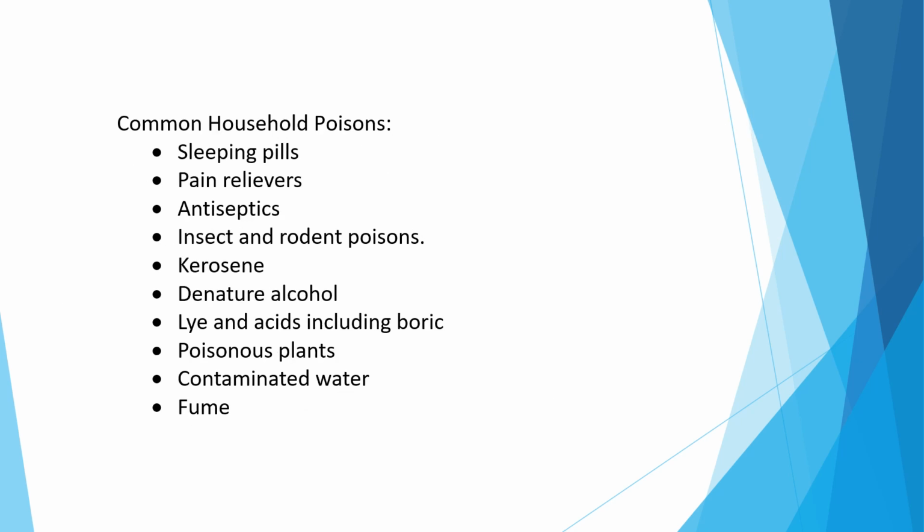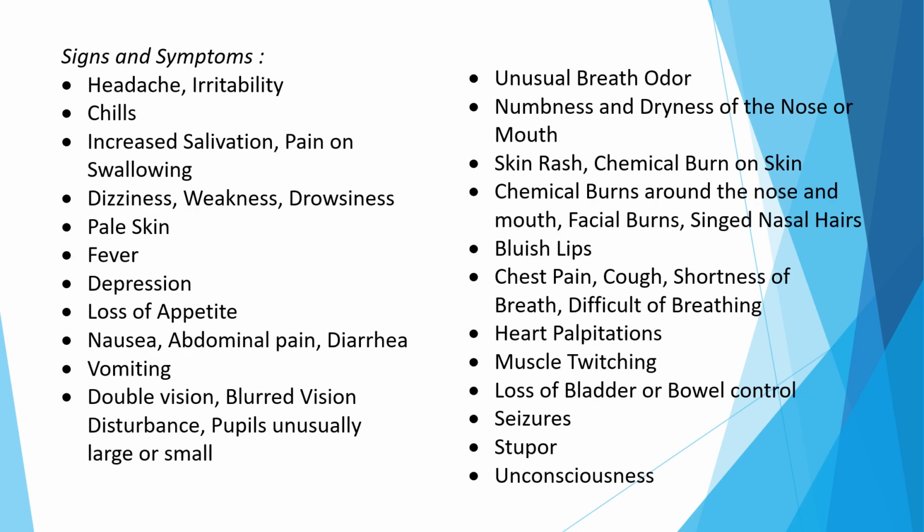Common household poisons: sleeping pills, pain relievers, antiseptic solutions, insect and rodent poisons, kerosene, denatured alcohol, lye and acid including boric acid, poisonous plants, contaminated water, plus fuel.